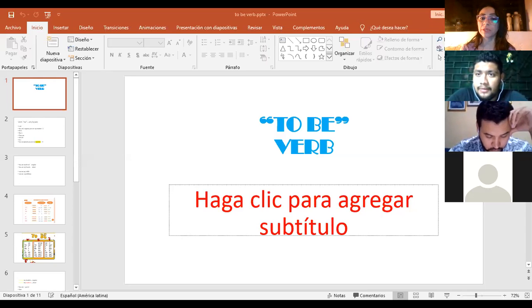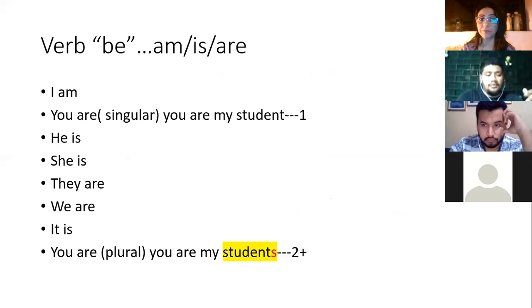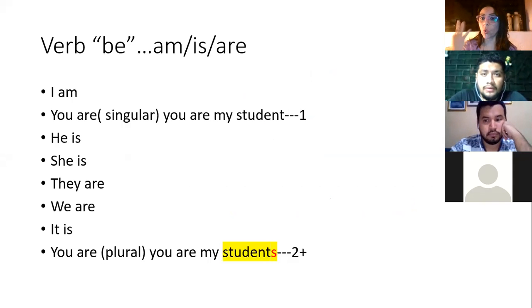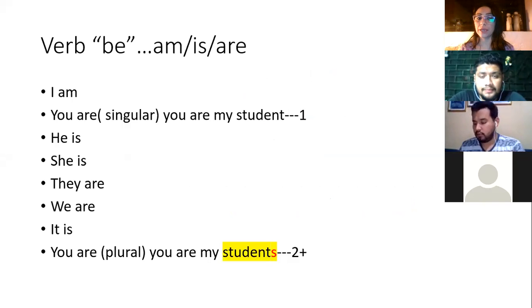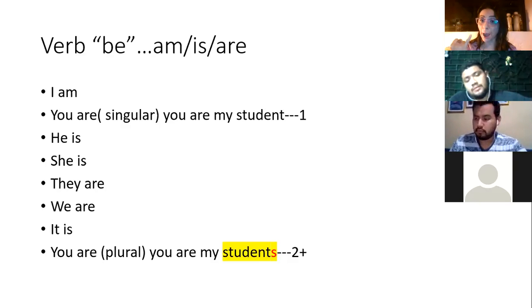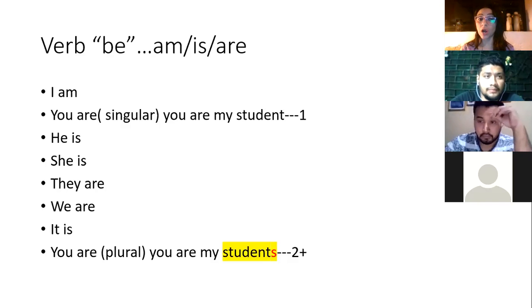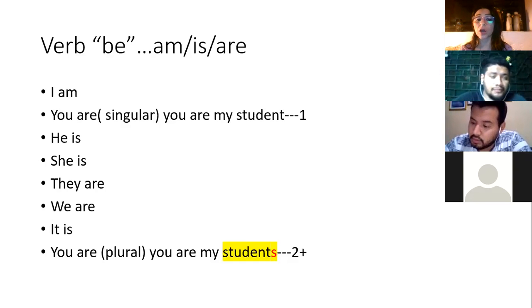All right, so guys, we're going to begin talking about the verb to be, and we're just going to review it because I'm sure you guys remember this. Remember that when we say verb be, there are only three: am, is, are. There's no more, okay? When you say I am, you are, he is, you are conjugating it. But there are only three forms of the verb be: am, is, and are. That's it. No more, okay? So you say I am, you are, which is singular. He is, she is. They are, we are, it is, you are, plural, okay?